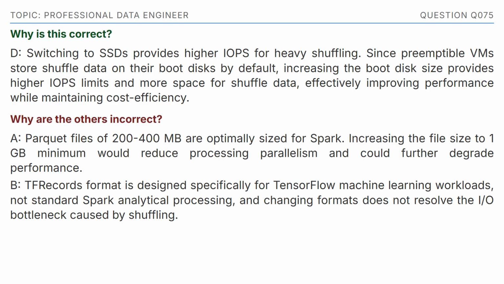A. Parquet files of 200 to 400 megabytes are optimally sized for Spark. Increasing the file size to 1 GB minimum would reduce processing parallelism and could further degrade performance. B. TFRecord format is designed specifically for TensorFlow machine learning workloads, not standard Spark analytical processing, and changing formats does not resolve the I/O bottleneck caused by shuffling.